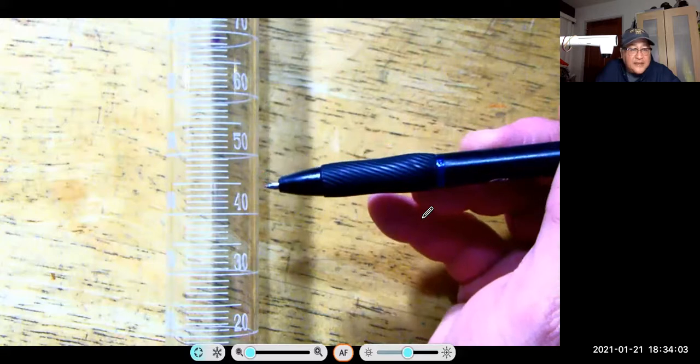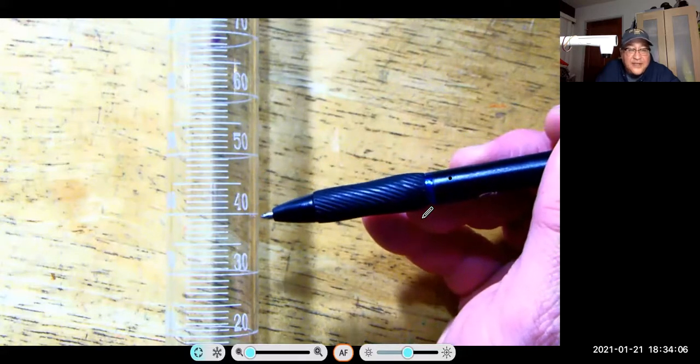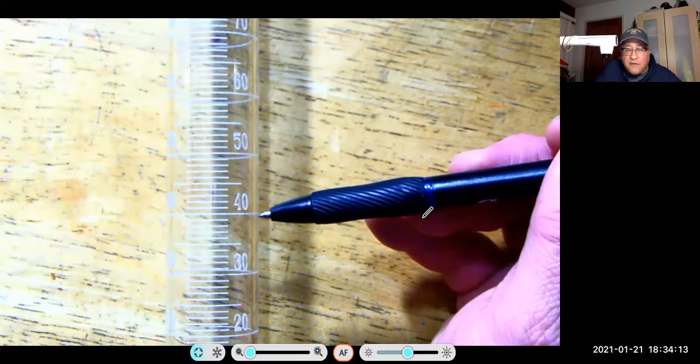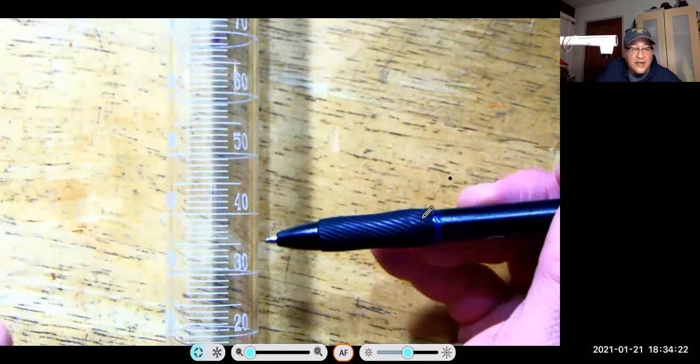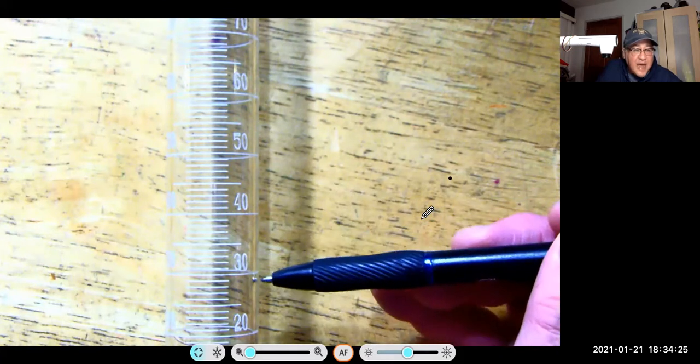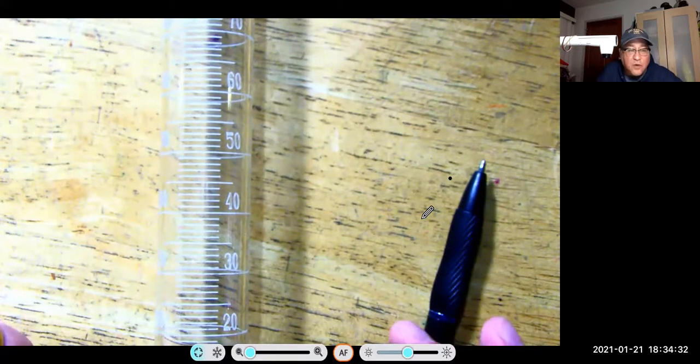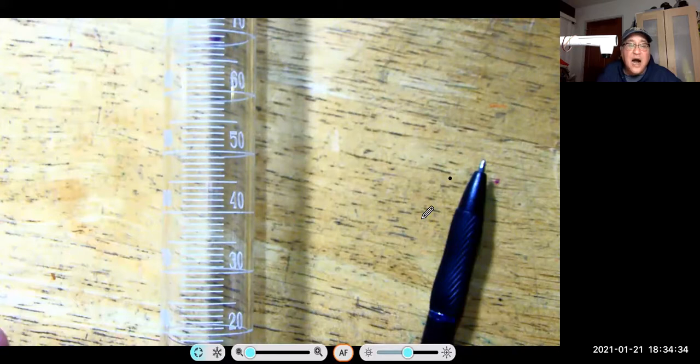If we look at the 40 line, you can't see the back of the 40 line because it is covered up by the front of the 40 line. So if the liquid in this container were at 40 milliliters, because we cannot see the back of the 40 line, it means our eye is at the correct height. Now let's take a look at the 30 line. Can you see faintly the back of the 30 line is above the front of the 30 line? So if you can see that and the liquid were around 30, your eye would be too high.